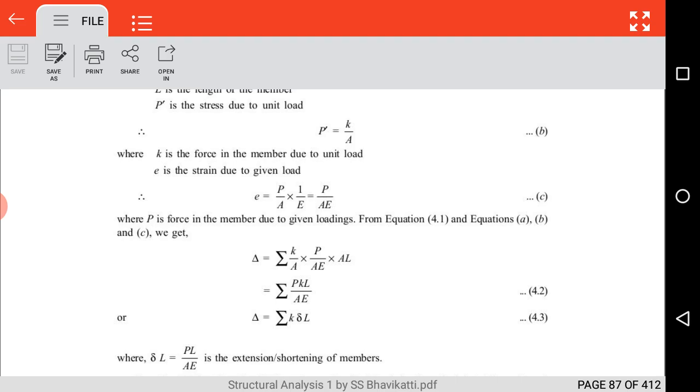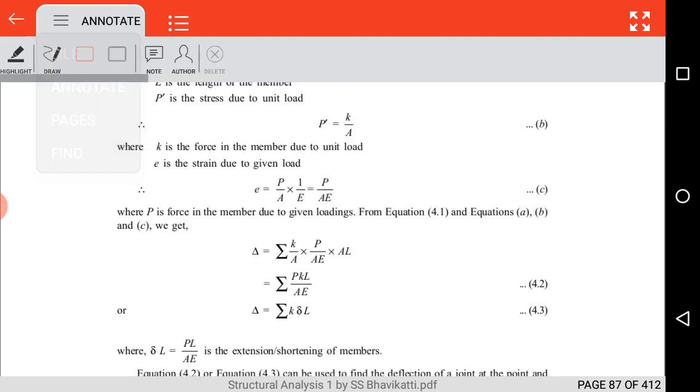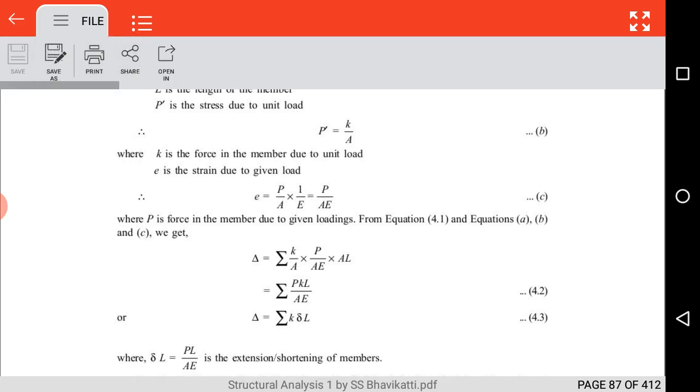If I take the PL by AE ratio, it is nothing but the elongation or the shortening of the member, that is the strain in the member, whether it is the elongation or the shortening of the member, and that is represented by delta L. So finally our equation is reduced to delta equals summation of K into delta L, and by using this equation and applying for each and every member of this truss, we will be analyzing the trusses.